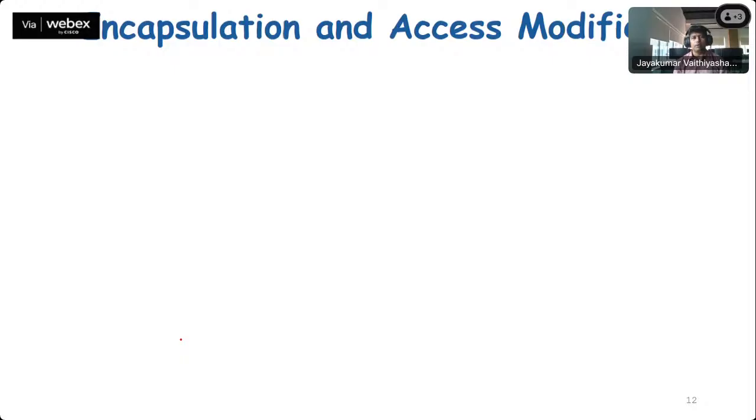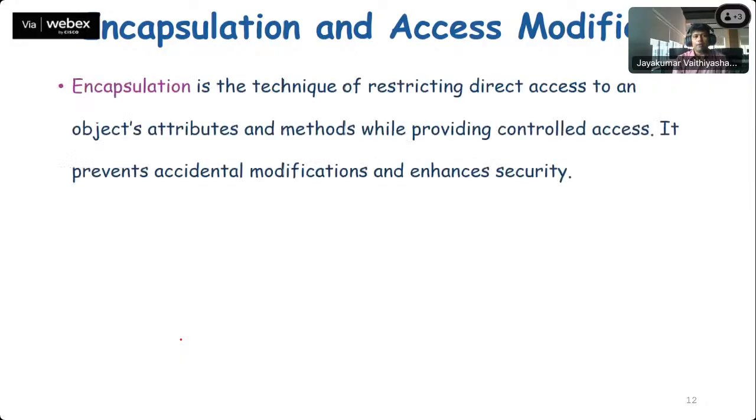Next, we're going to cover the second key point: encapsulation and access modifiers. Encapsulation is a technique of restricting direct access to your object attributes and methods while providing controlled access. Why do we need to do this? Because it prevents accidental modification and enhances security. So you cannot give open access to your object or class; you need to restrict it.